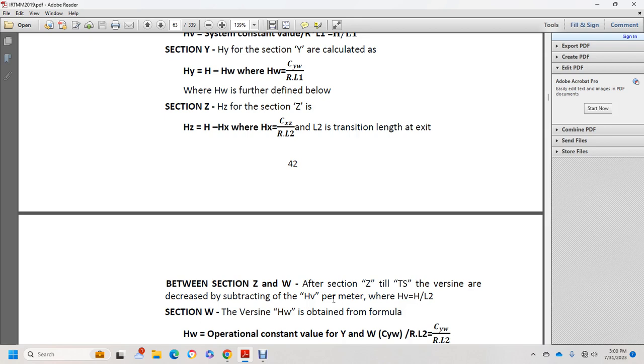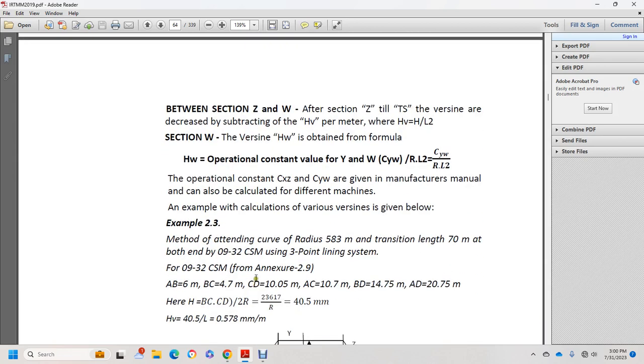HW is the same with the formula. HW is the operation constant value for Y and W, CYW over the radius times length L2. This operation constant CXZ and CYW is given in the manufacturer's manual, also calculated for different machines.